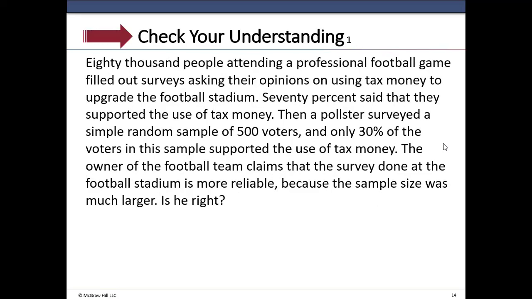Check your understanding. 80,000 people attended a professional football game and filled out surveys asking their opinions on using tax money to upgrade the football stadium. 70% said that they supported the use of tax money. Then a pollster surveyed a simple random sample of 500 voters, and only 30% of the voters in this sample supported the use of tax money. The owner of the football team claims that the survey done at the football stadium is more reliable because the sample size was much larger. Easy, right? Think for a minute.